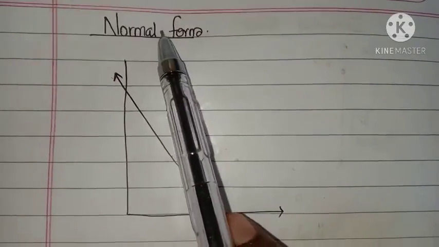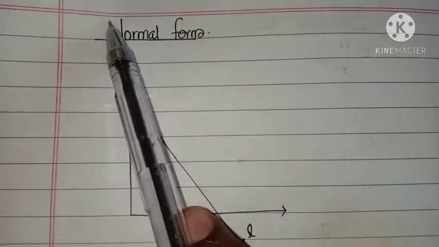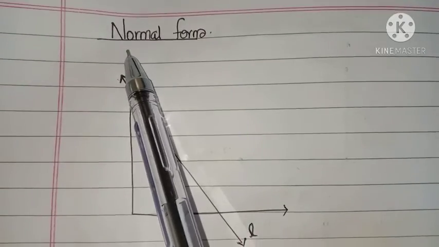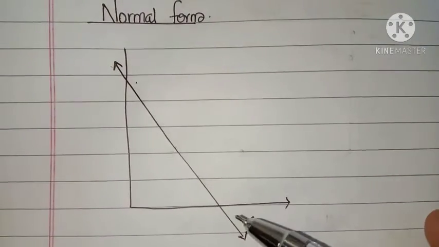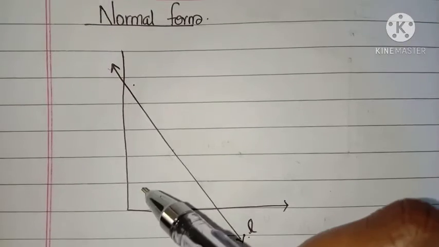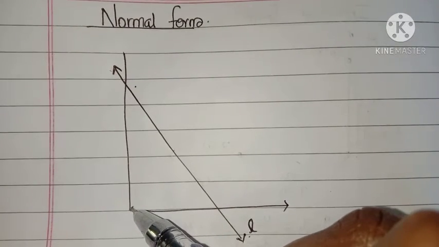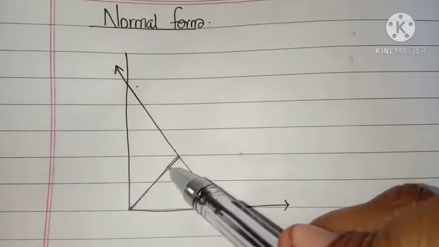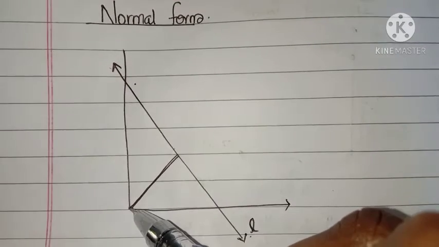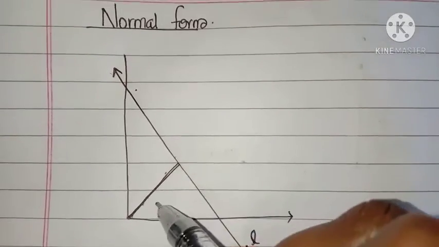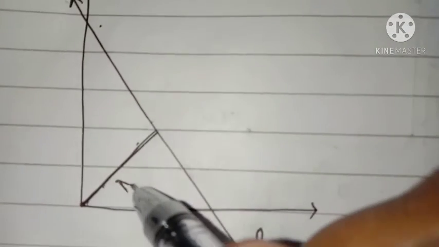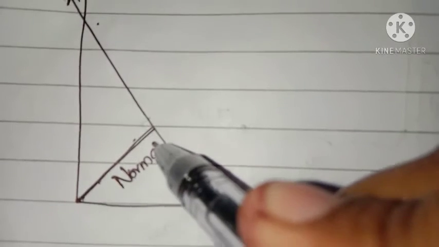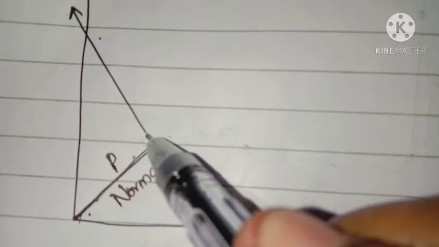Next is the normal form of a straight line. This is the last form of the equation of a straight line, the normal form. Take a non-vertical line and the perpendicular distance from the origin to this line. This is the length of the perpendicular, actually known as the normal. Normal means the length of the perpendicular from the origin to the line, and it is denoted by the letter P.